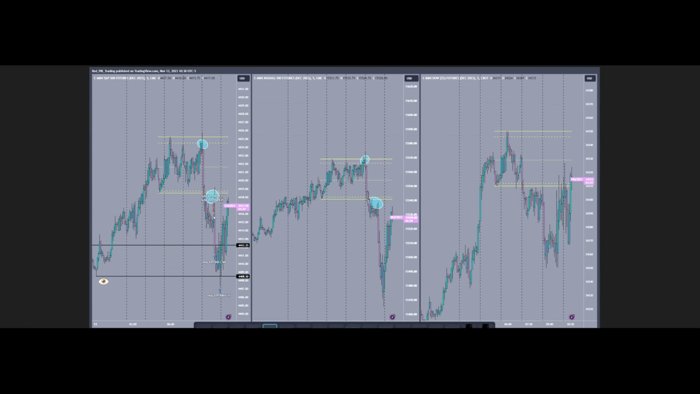Oh, my apologies. Okay, I'm looking at, but this is the trade that I missed. This was the trade that I took. Also, we're already below the range. We are way below the range.